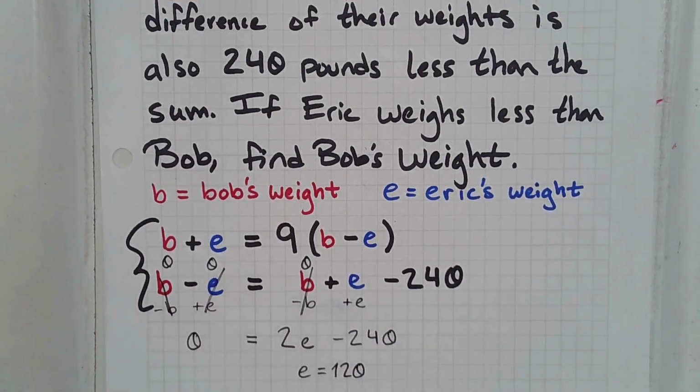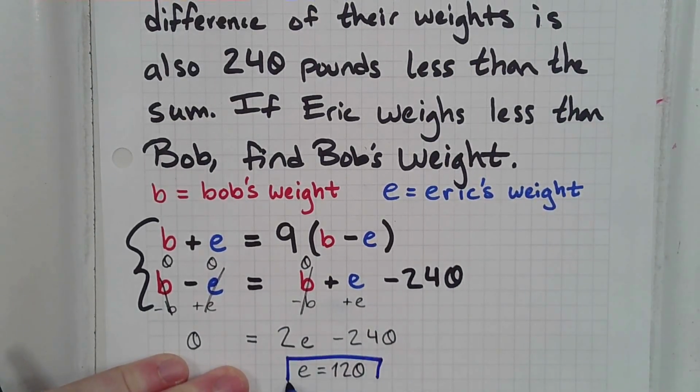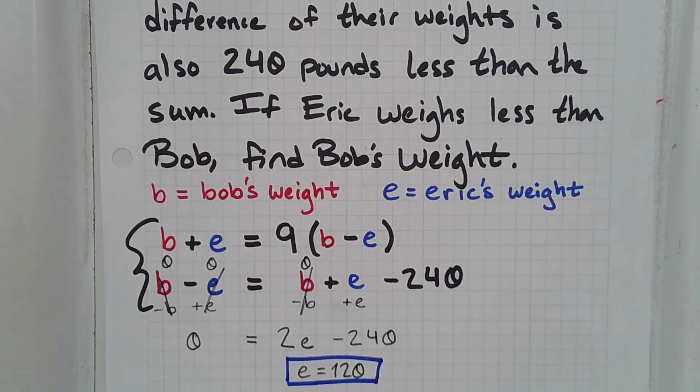So I found Eric's weight, and I can use that to help me figure out what Bob's weight is. So now I know Eric is 120. I can plug that anywhere into the original equations and solve. But I think what I'll do is plug it in to this top equation, right?